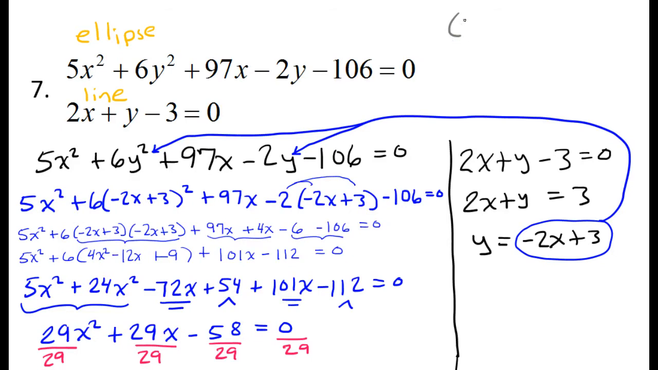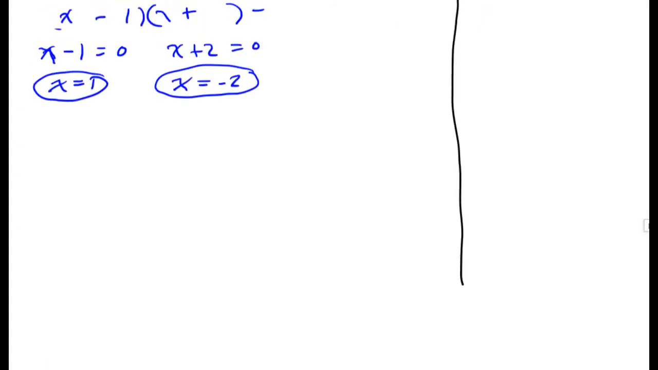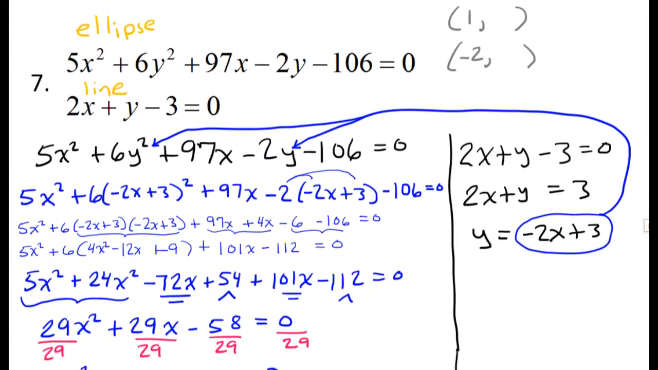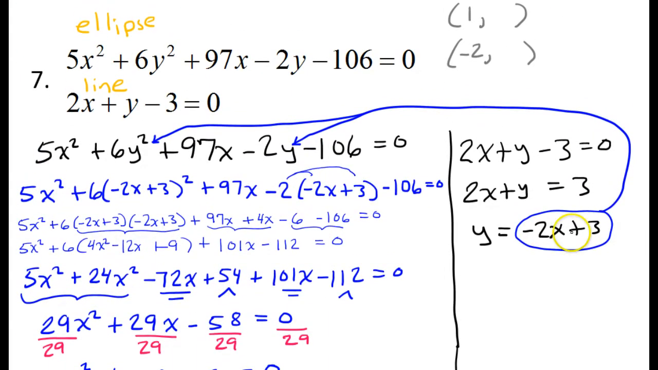So I have an x value of 1, so that means 1 comma something. And I have an x value of negative 2, so that means negative 2 comma something. So I have these x values. I just need to find the y values that go with them. Okay, 1 and negative 2, just double checking. The way I will find the y values is by using this equation right here.